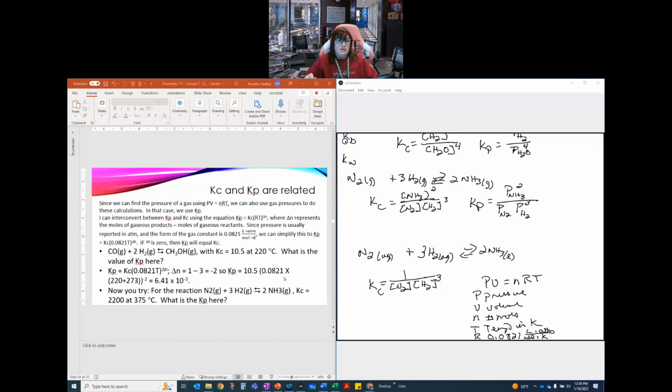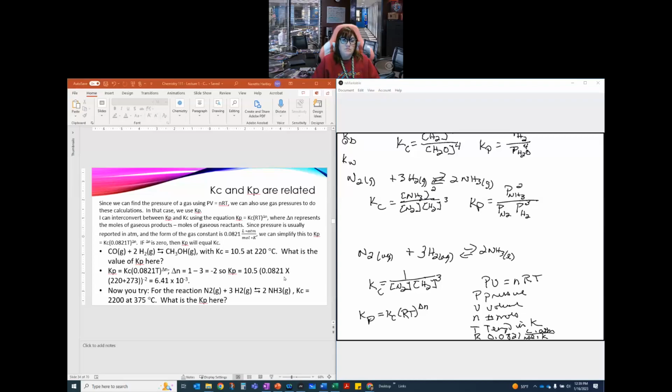Okay, so we can also use pressures to do these calculations. I can interconvert between Kp and Kc using the following equation. It says that Kp is equal to the Kc times RT to the delta N, where delta N is the difference between the number of moles of gas on the product side and the number of moles of gas on the reactant side. Kp and Kc we already know. R is a constant, we have that. T is the temperature in Kelvin, okay?